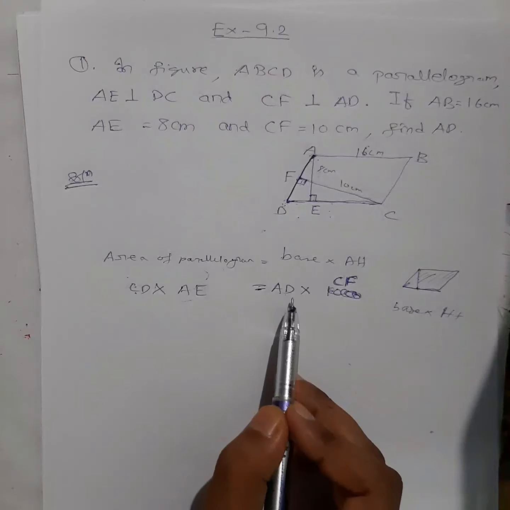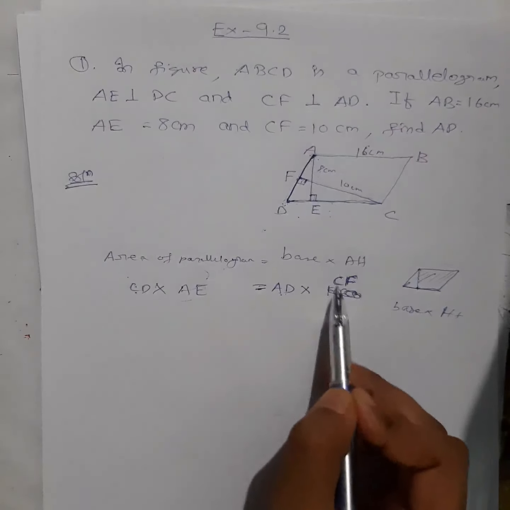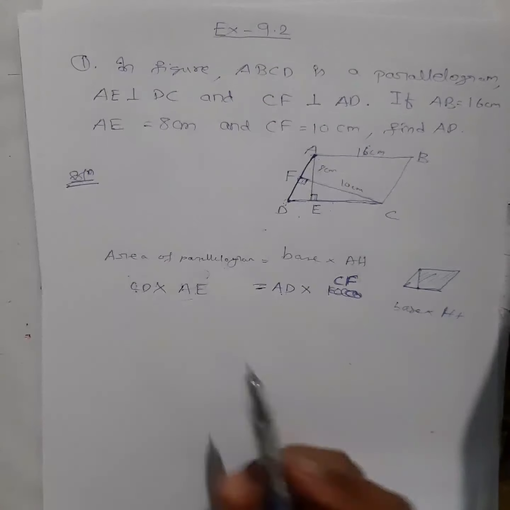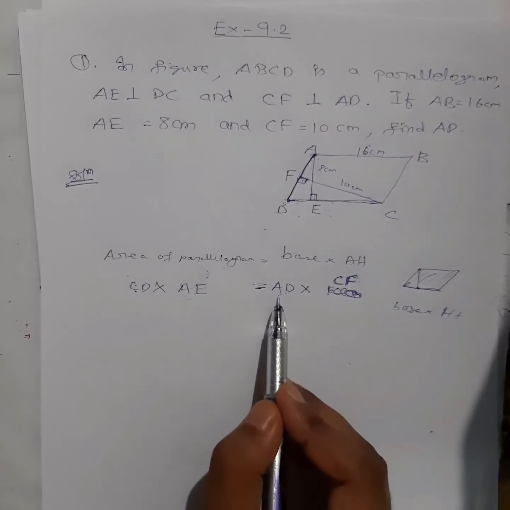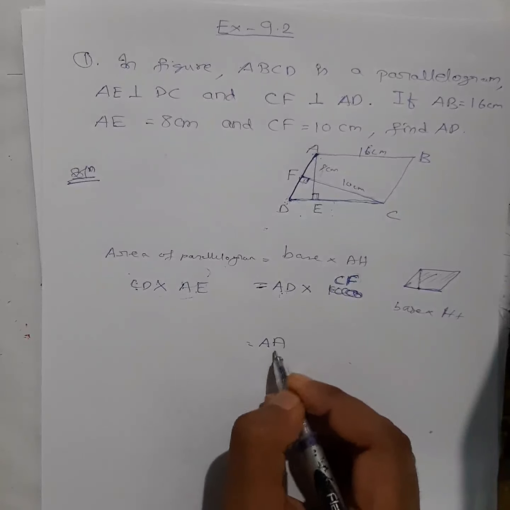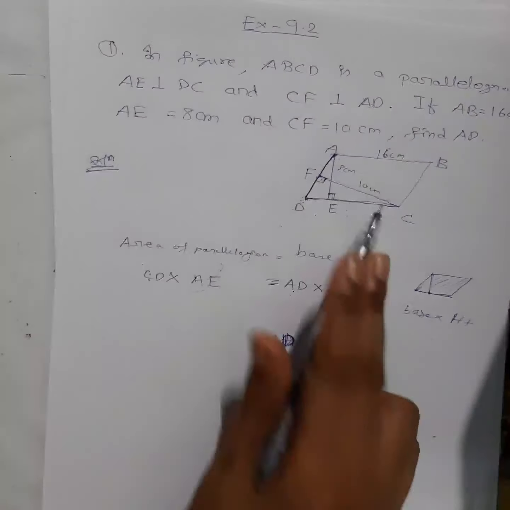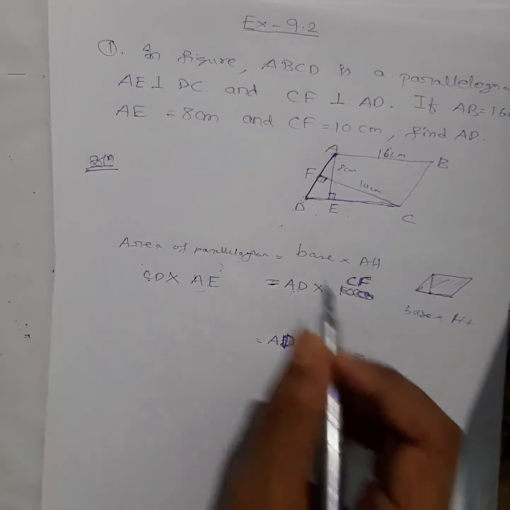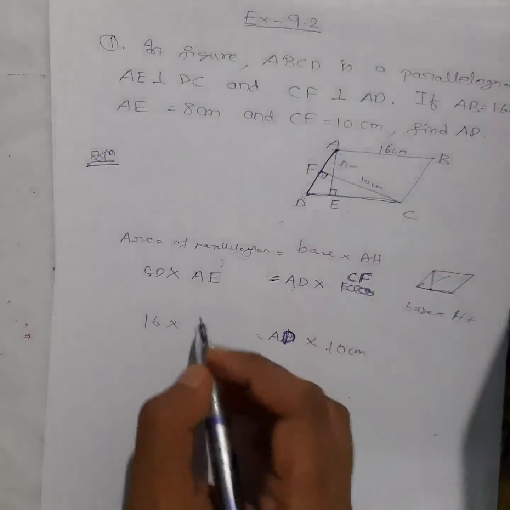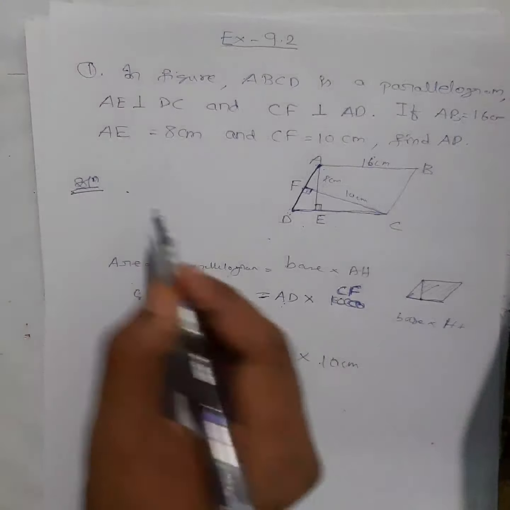Now why am I writing it like this? The reason is that you have to make an equation of AD. You are making the equation of AD with the help of these values. So the only unknown quantity in this equation will be AD, and easily you can find that. So AD into CF, CF is 10 centimeter, equals CD, which is 16, into AE, which is 8 centimeter.